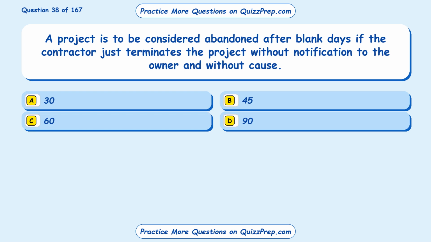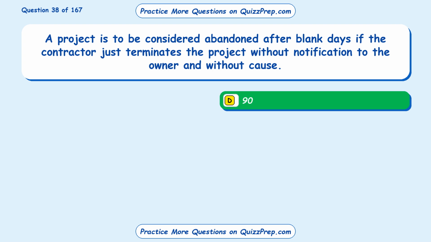Question 38. A project is to be considered abandoned after blank days if the contractor just terminates the project without notification to the owner and without cause. Option A, 30. Option B, 45. Option C, 60. Option D, 90. The correct answer is option D, 90.